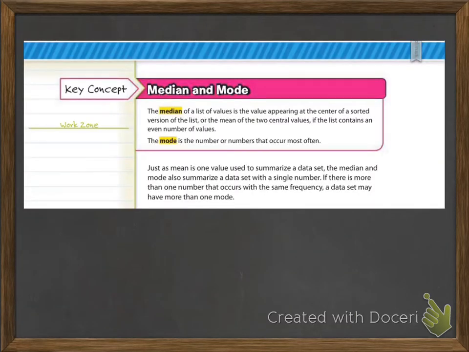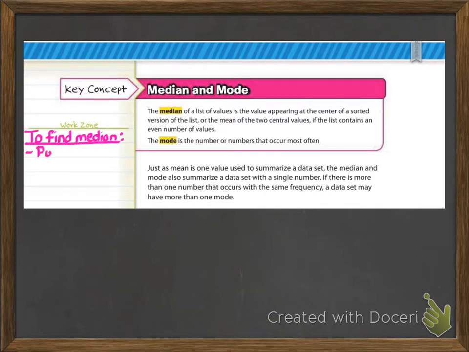All right, so let's go ahead and look at the next page. Here it defines median and mode again. The median is the middle value in a list of values once you put them in order from least to greatest. The mode is the number that shows up the most often.